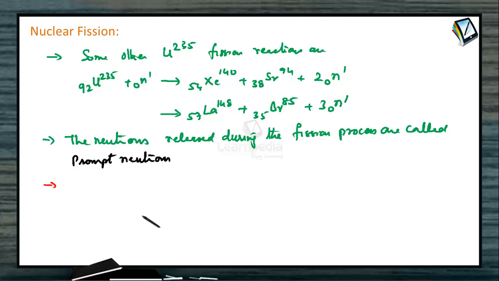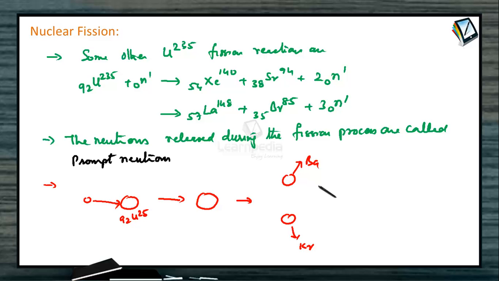Most energy released appears in the form of kinetic energy of the fission fragments. So when a slow neutron is captured by 92 uranium-235, it becomes unstable and splits up into two parts. One we call, suppose, barium, another you have taken as krypton. Then in turn three neutrons are released. So maximum energy appears in the form of kinetic energy of fragments. Neutrons also carry energy, and energy is released in the form of photons.